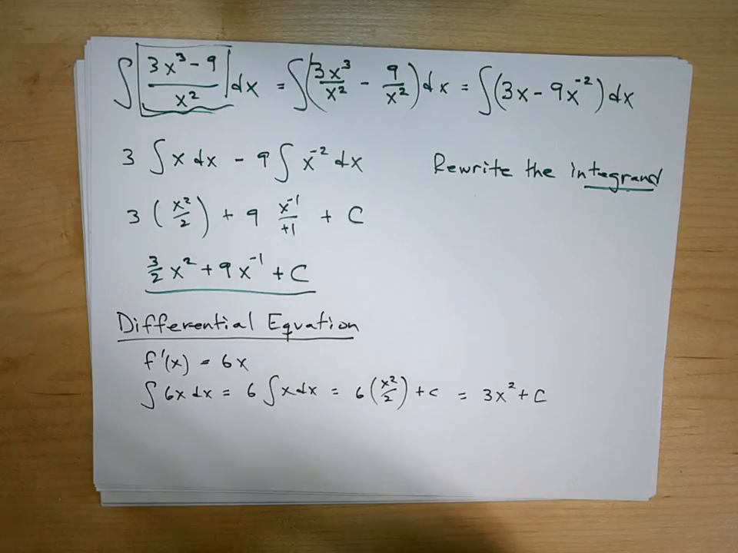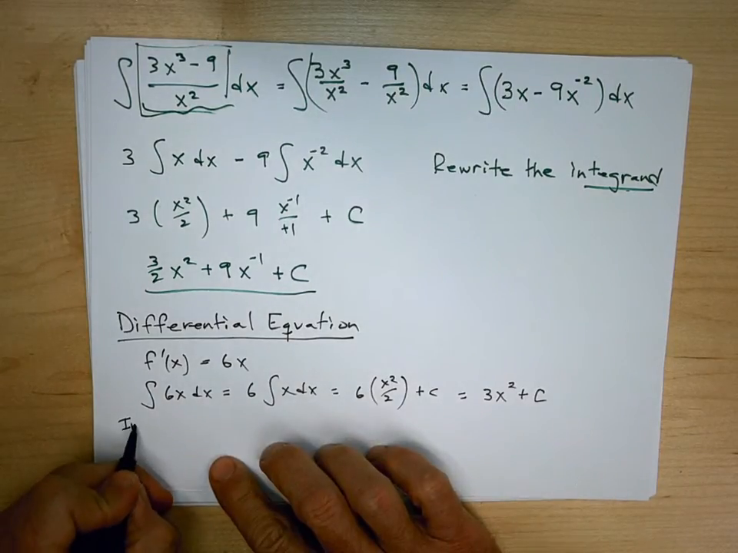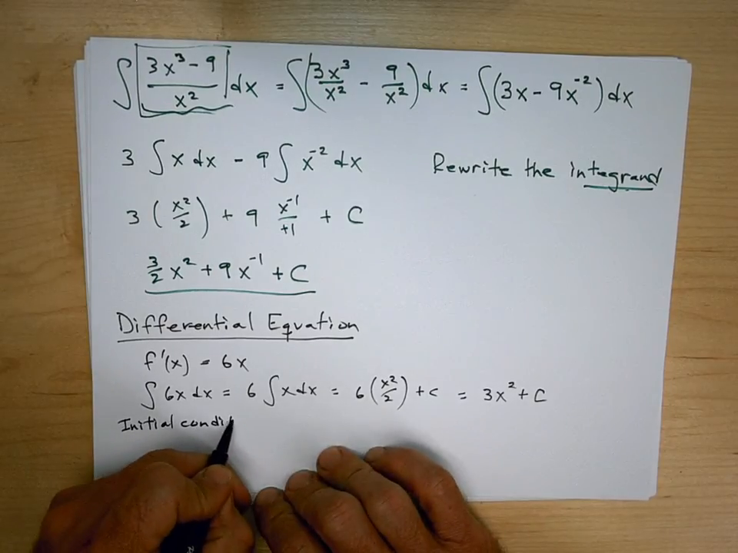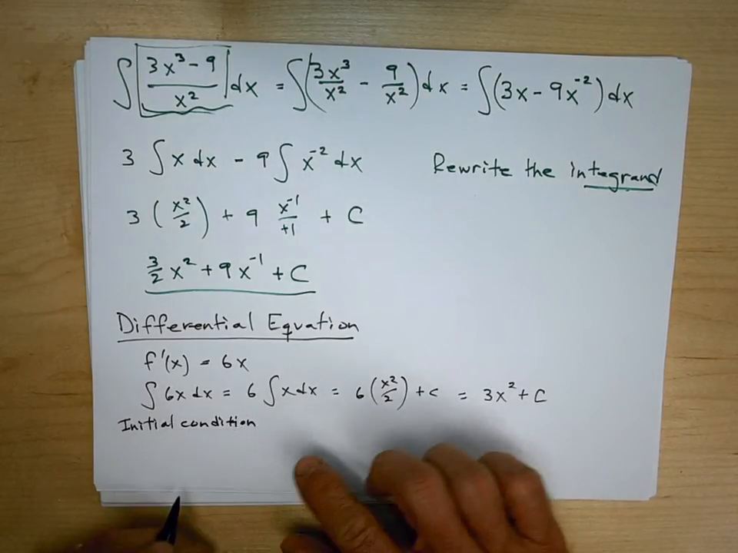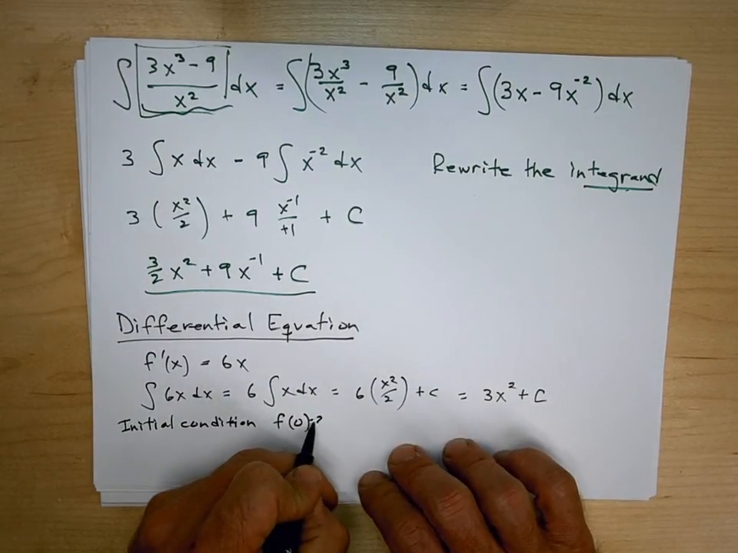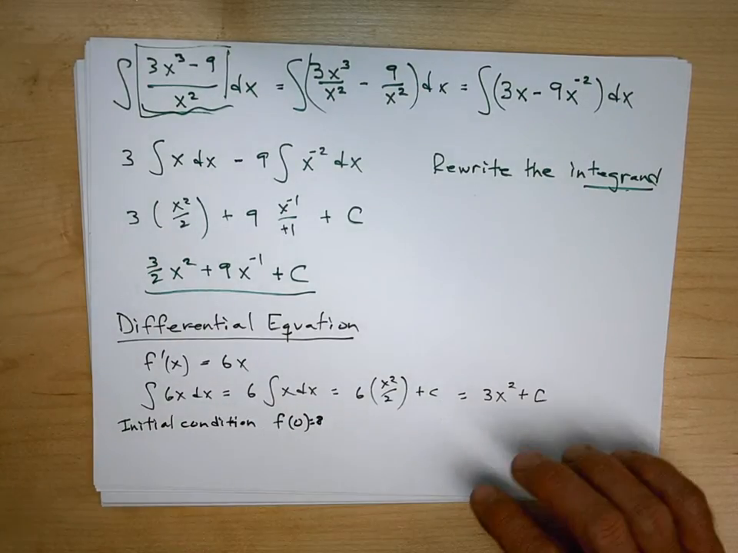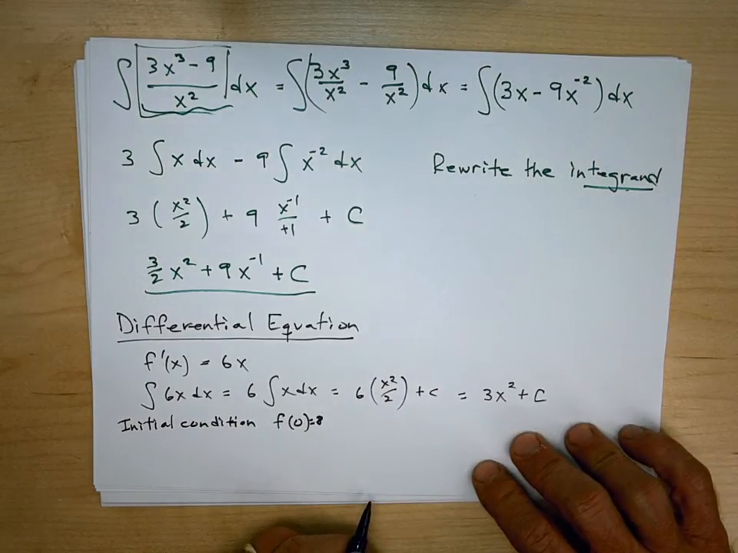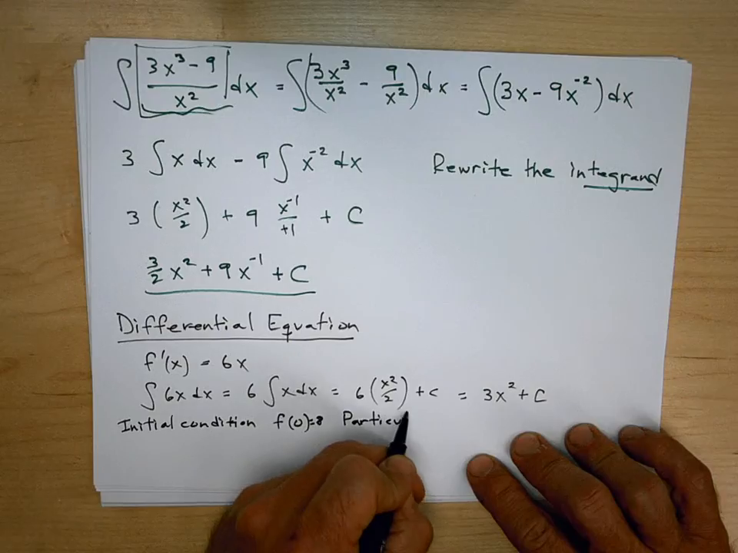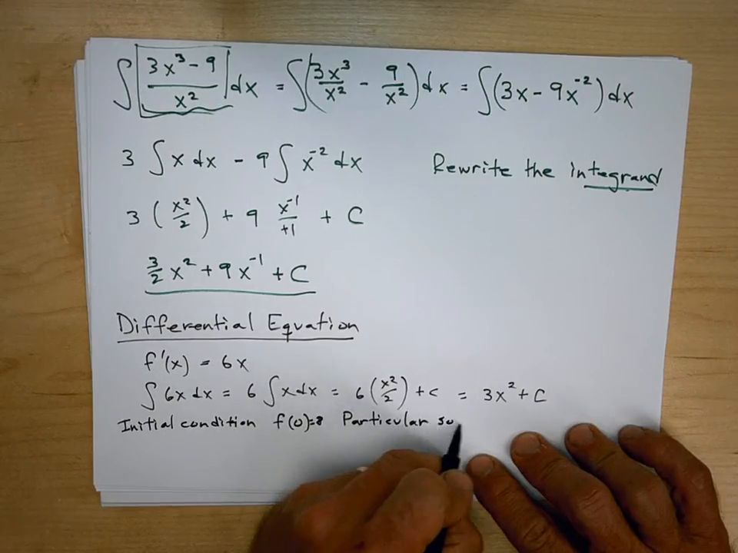But we can also find, if we're given what's called an initial condition. An example of an initial condition is maybe they tell us that f of 0 equals 8. Then we can find what we call a particular solution. What do I mean by that?